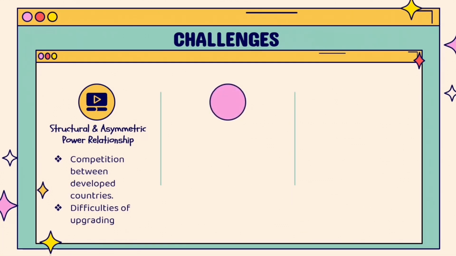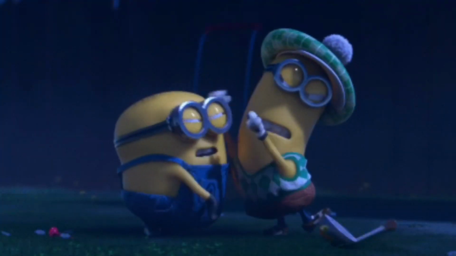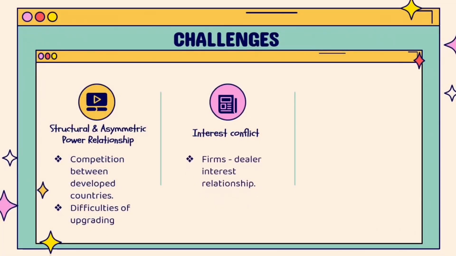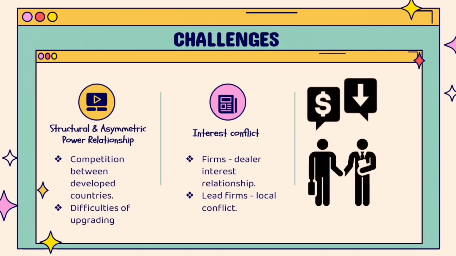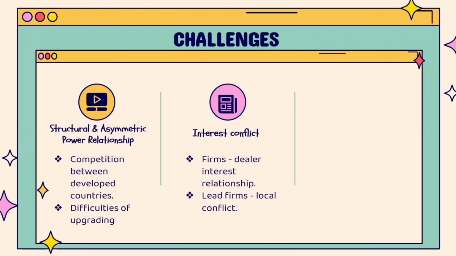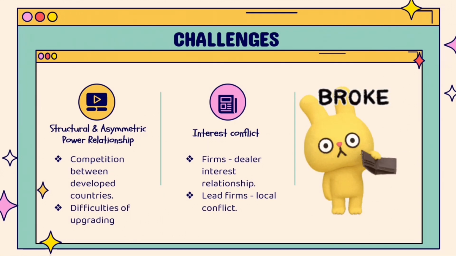Next is the interest conflict. Interest conflict occurs when firms most likely have interests aligned with the dealer's interest. This type of interest would allow firms to develop their objectives, especially in developing countries. Another interest conflict is between lead firms and local firms, where lead firms are said to always try to reduce the bargaining power of the suppliers by diversifying their supply base. Thus, this action would most likely lead local firms to face bankruptcy.